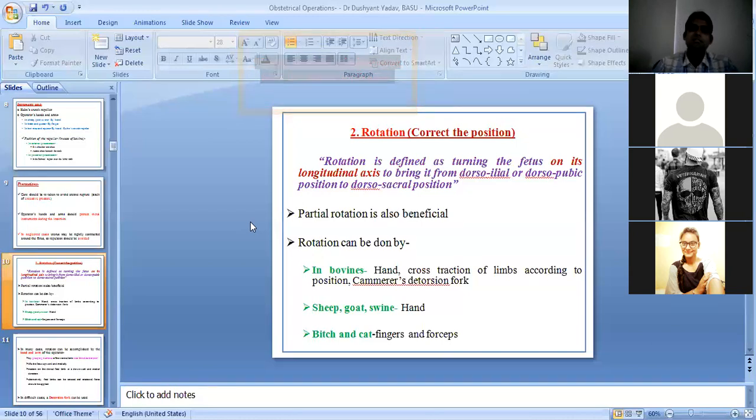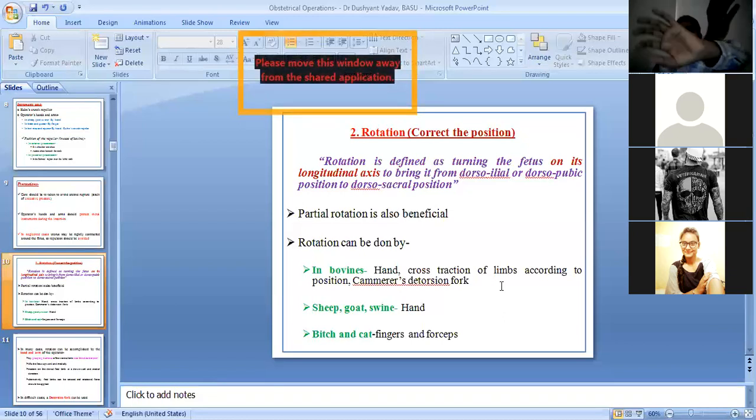In bovines, rotation can be done. What should we do? We should do cross traction of the limb. You cross the limbs and rotate the fetus like that. That can rotate the fetus.